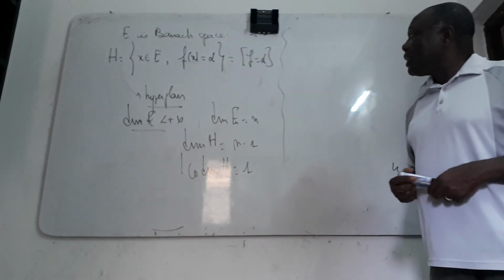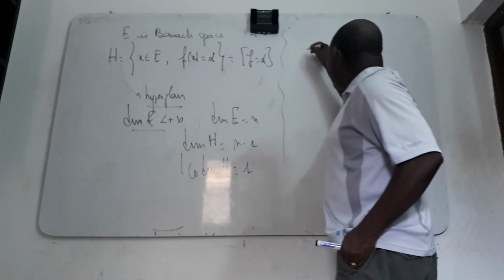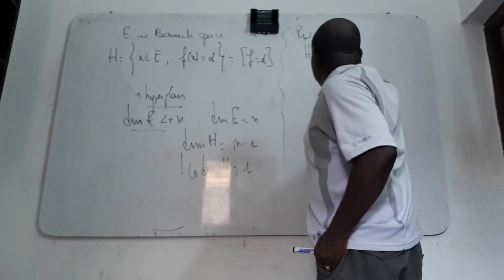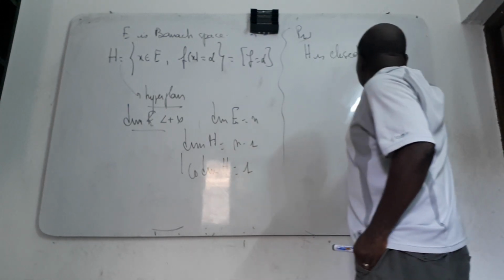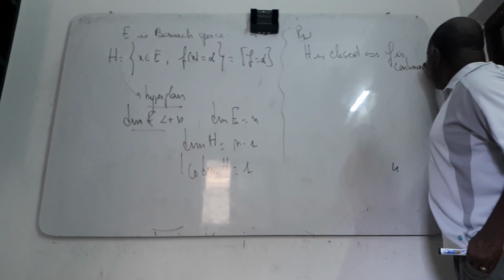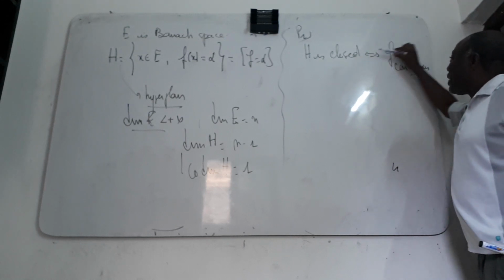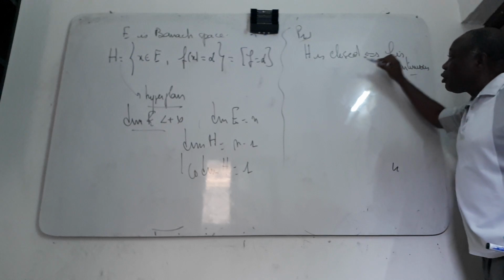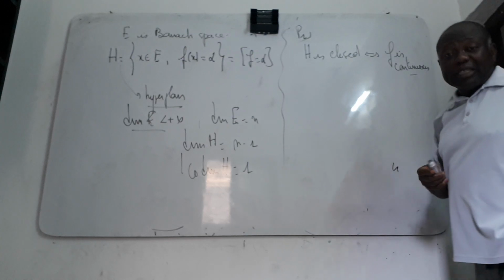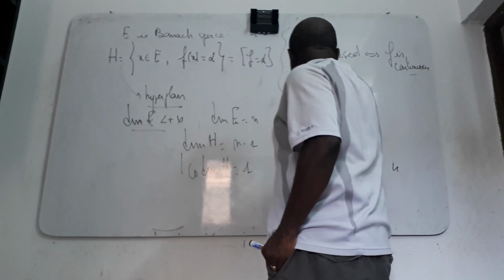So we proved that one of the main properties concerning the hyperplane is that when H is closed, then f is continuous. You proved it last time. If H is closed, then f is continuous, and if f is continuous, then H is closed. That means that H is closed is equivalent to the fact that f is continuous. For the proof, we started with this one.